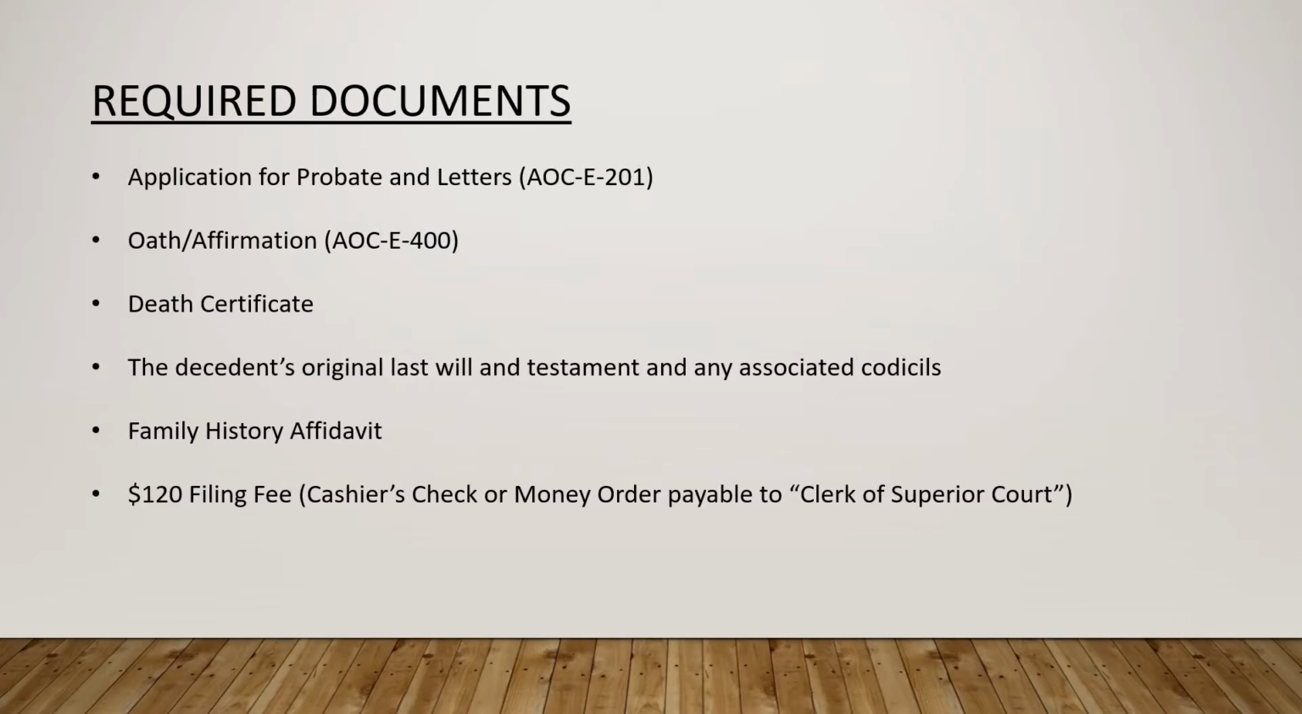The clerk's office also requires a family history affidavit to verify the identity of the decedent's heirs. There is a separate tutorial to help you complete this form. The General Court of Justice and facilities fees for this filing total $120. Acceptable forms of payment include certified check or money order. You may also pay by cash, credit card, or debit card if paying at the courthouse.